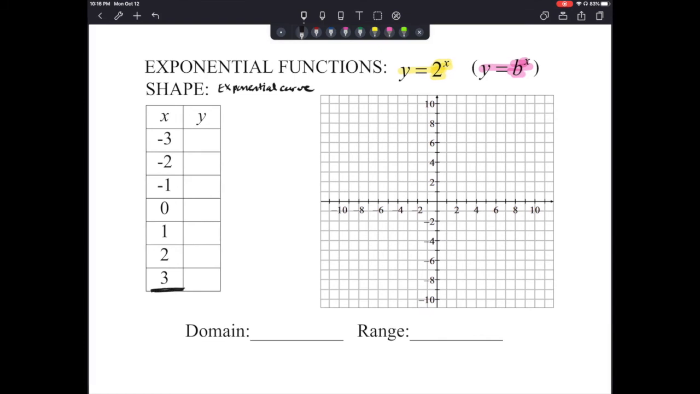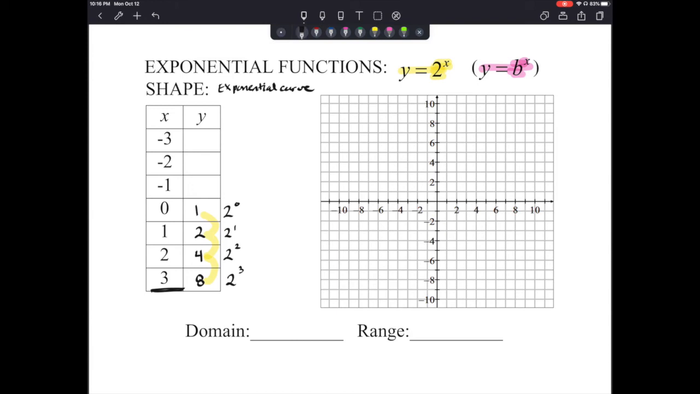If I said 2 to the third power, that would be 2 times 2 times 2, which is 8. First one I did 2 squared, that's just 4. 2 to the first is just 2. 2 to the power of 0 is 1. And I want you to notice here what's happening as we go from one problem to the next, right? We're just cutting everything in half.